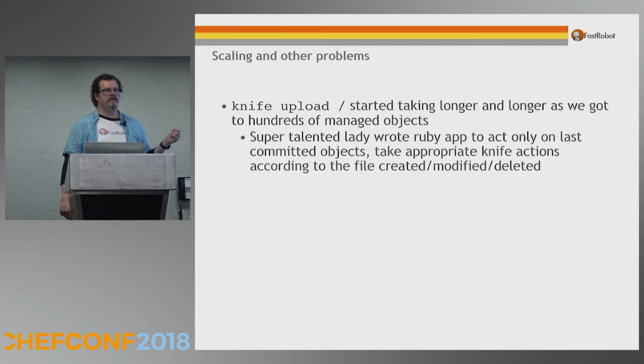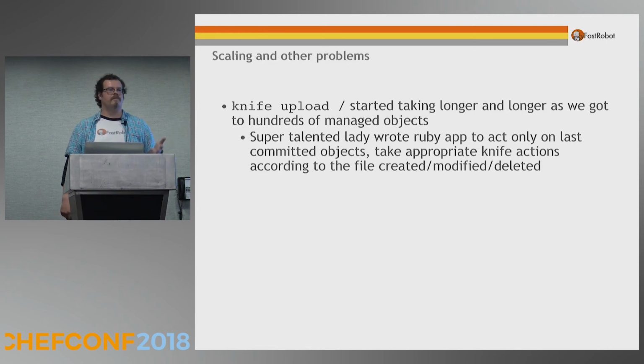So the super talented lady, Mugdha Pandit, wrote a small Ruby app that leveraged the Chef DK. And all it would do was, when Jenkins fired off, it would look at the last commit. It would pull the objects out that had been committed in there, map the action. Did the node object get created? Did this role get deleted? Did this environment get modified? And then essentially shell out to the appropriate knife command to run that against the appropriate chef servers, because there are multiple.